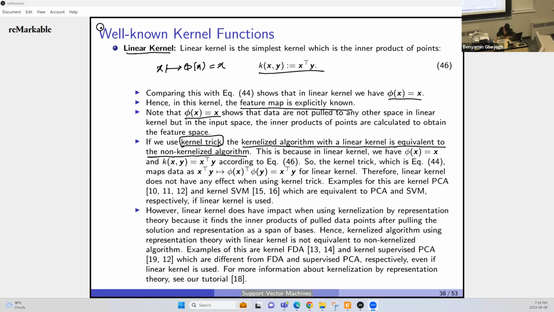This is because in the linear kernel, we have this, I told you already. Therefore, the linear kernel does not have any effect when using kernel tricks such as kernel PCA, kernel SVM, and these things. However, I told you, if we use representation theory, it makes a difference. Examples are kernel FDA and kernel supervised PCA. They use representation theory.